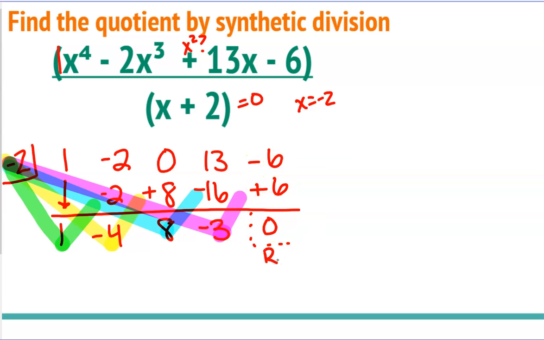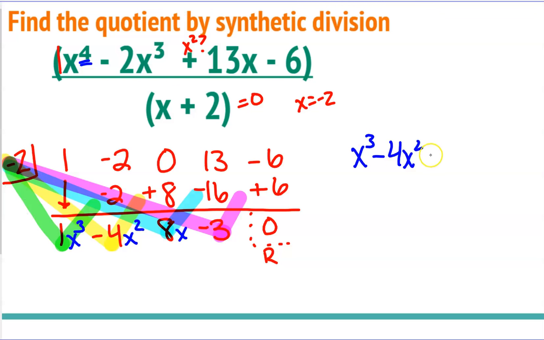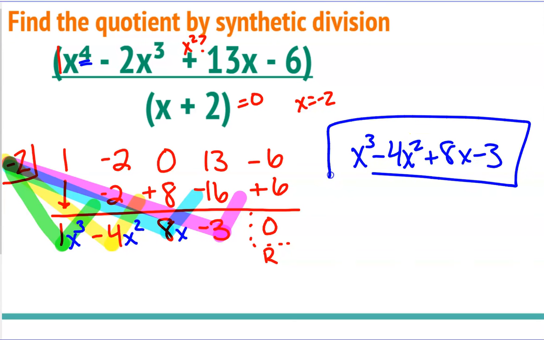All right, so my new coefficients are 1, negative 4, 8, and negative 3. Started off with an x to the 4th, so that means my answer starts with an x cubed, and we go down in order. So we're going to have x cubed minus 4x squared. Sorry, guys. It's going to be a positive 8x and then minus 3. And that is our quotient.